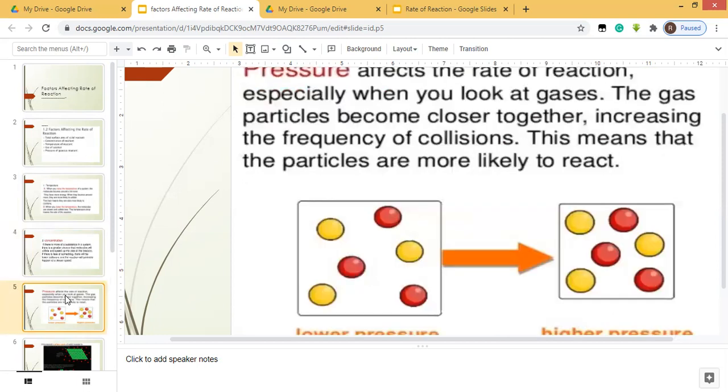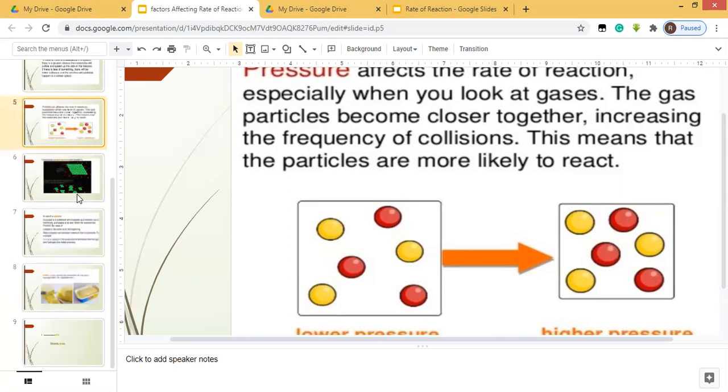Now, pressure affects the rate of reaction also, especially when you look at gases. Particles become closer together when you apply pressure, increasing the frequency of collisions. This means that the particles are more likely to react. So the lower the pressure, the fewer effective collisions, while the higher the pressure, the closer the particles come and the more they increase the frequency of collisions.